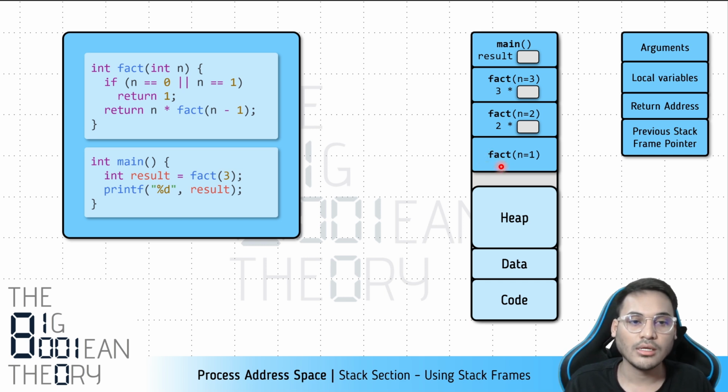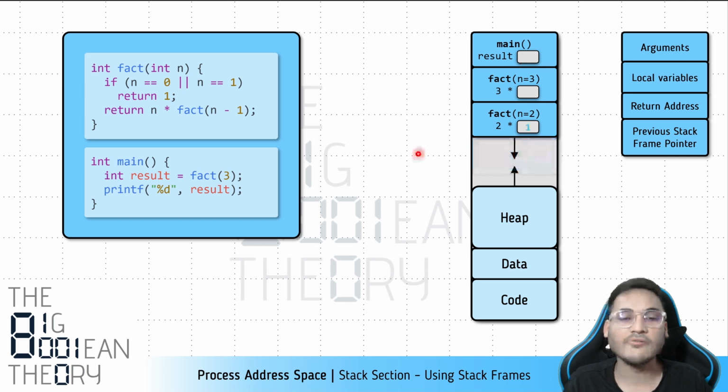So factorial that is called with the value of n equals 1 will now return. This function call will return the value 1. And when that return happens, the stack frame which is on the top of the stack will be popped off, right? So when the value of 1 is returned, we can compute 2 factorial. The result will be 2, and 2 will be returned.